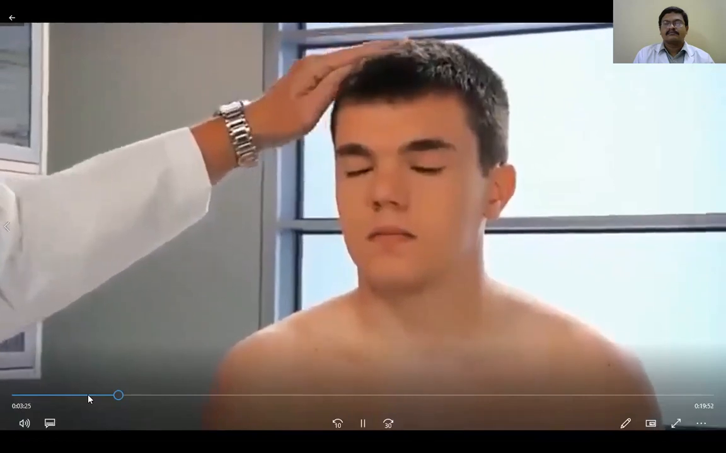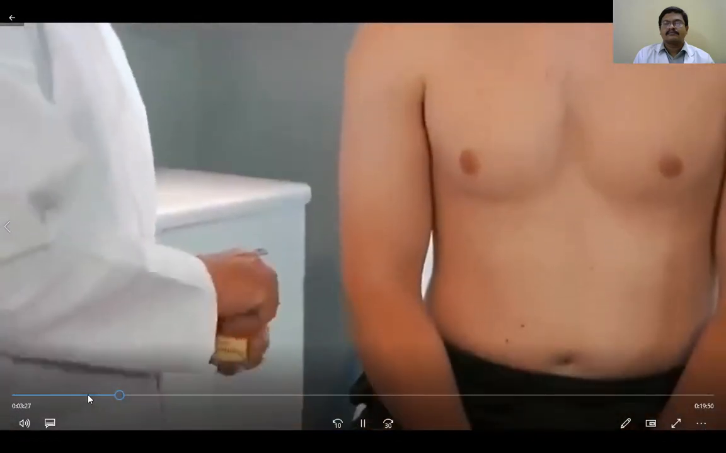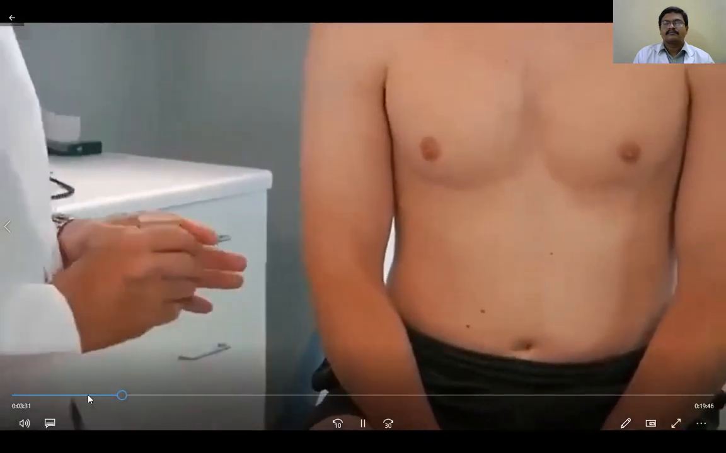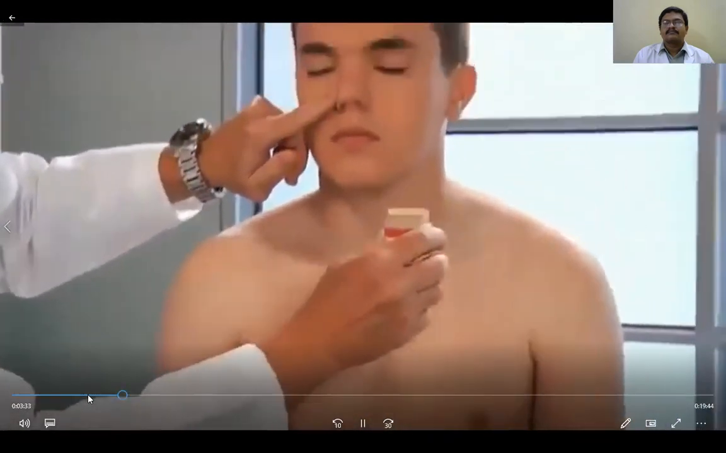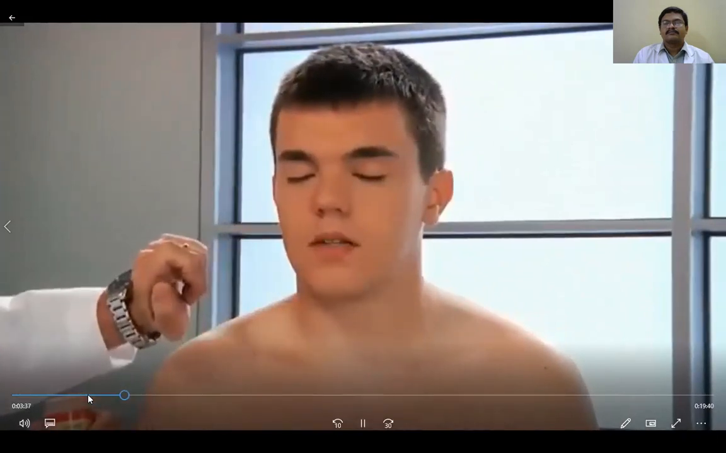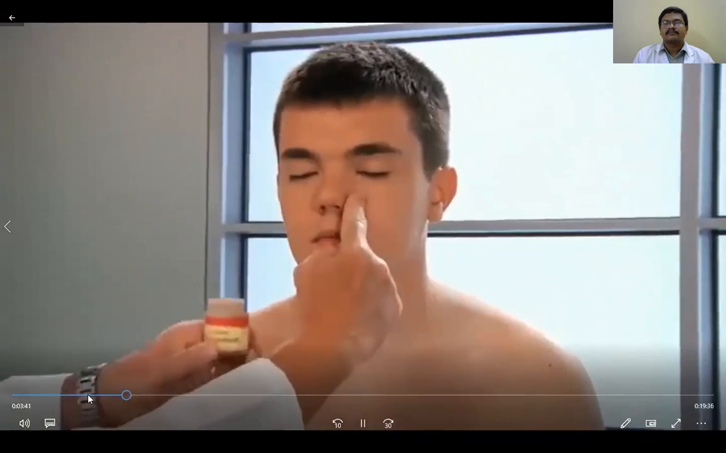With his eyes closed and one of the patient's nostrils occluded, pass a mildly aromatic and familiar substance, such as vanilla, clove, cinnamon, or coffee, under the open nostril. If the patient detects the smell, ask him to identify it.